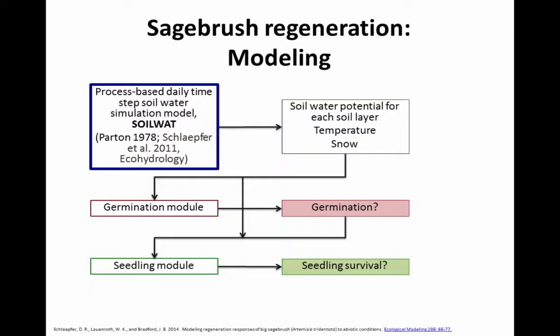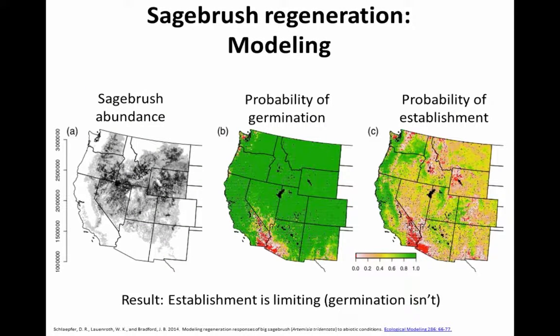We first just ran it for current conditions, and that's what I'm showing here. The left is a reminder of where sagebrush exists. The middle panel is under historical conditions, what's the probability of observing conditions that support sagebrush germination. You can see high probabilities are shown in green, low in red. Most of the area has conditions that would support sagebrush germination most years.